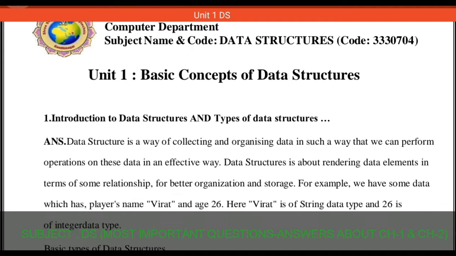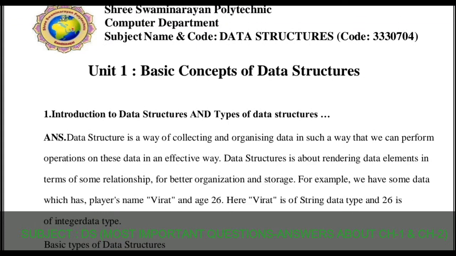So here the answer is that data structure is a way of collecting and organizing data in such a way that we can perform operations on this data in an effective way. And data structure is about arranging data elements in terms of some relationship for better organization and storage. For example, we have some data which has a player's name, Virat, age 26. Here Virat is a string data type, and 26 is the integer data type.